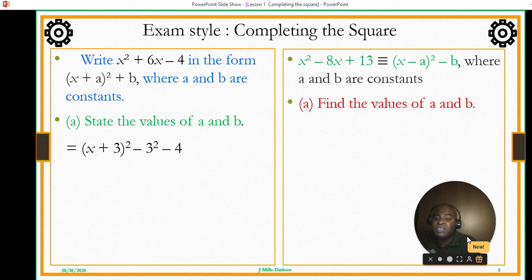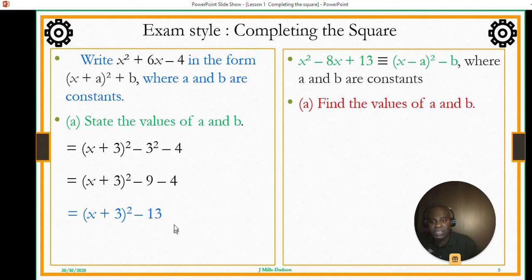B is 6. 6 divided by 2 is 3. That's why you see 3 in the formula. Compute what 3 squared is. So you have it. Then you compute negative 9 minus 4. And that completes the square. Now, we're supposed to state the values of A and B. Now, let's check if our final answer conforms to our requirement. Yes, x plus A, x plus 3 conforms to that. Or squared plus B, minus 13 conforms to that.